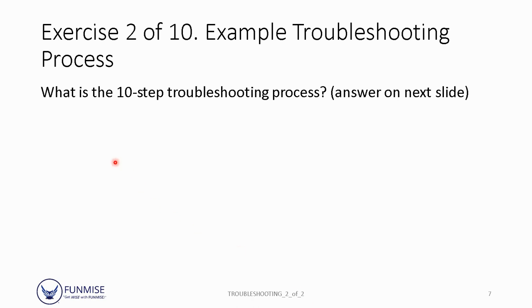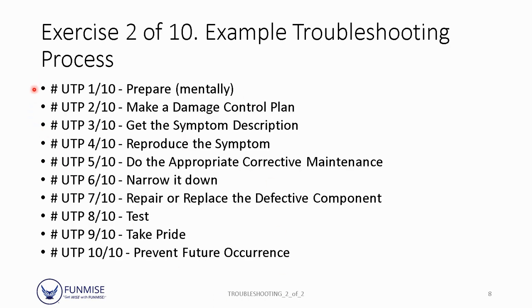Now, exercise number 2, an example troubleshooting process. This question asks, what is the 10-step troubleshooting process? Now, this example troubleshooting process actually refers to something that is called the universal troubleshooting process. This process has 10 steps. You can Google it. It's called the universal troubleshooting process.